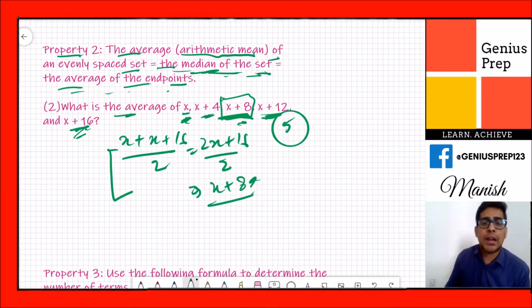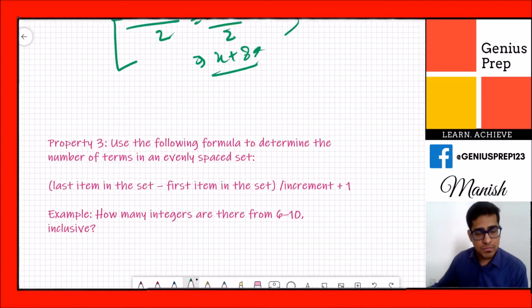You have to directly say, okay, the middle number will be the average. This is another way of doing this. So this is a very important property of arithmetic series.